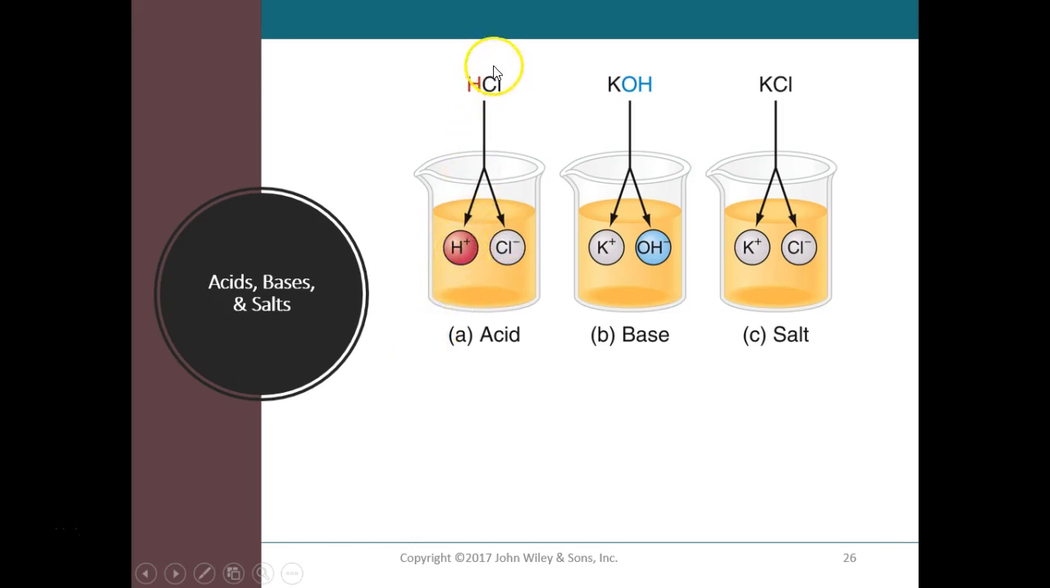So here we've got hydrochloric acid. Hydrochloric acid is the stomach acid that we all have in our body. When it breaks down in water, it releases hydrogen ions and chloride ions.